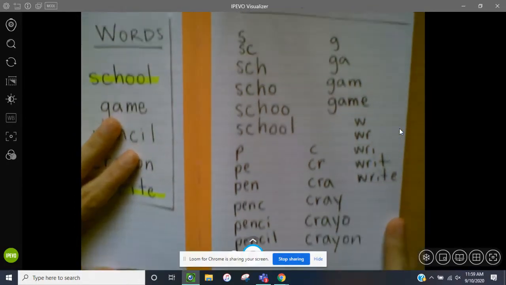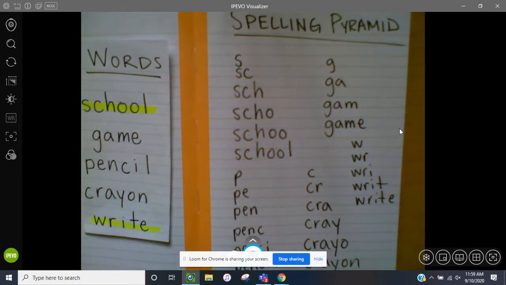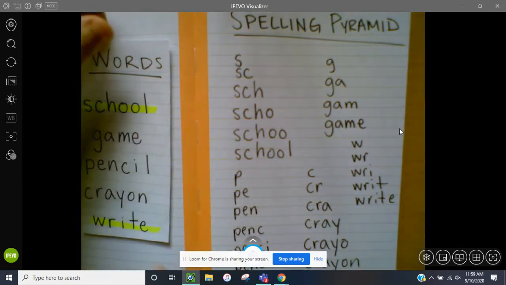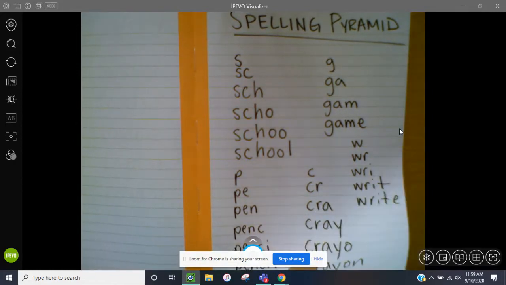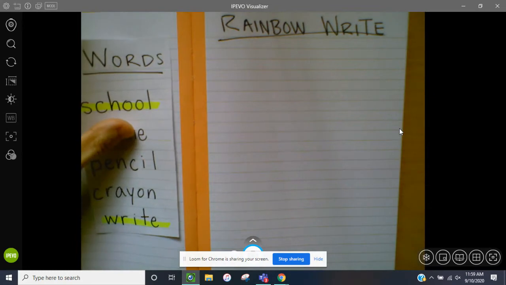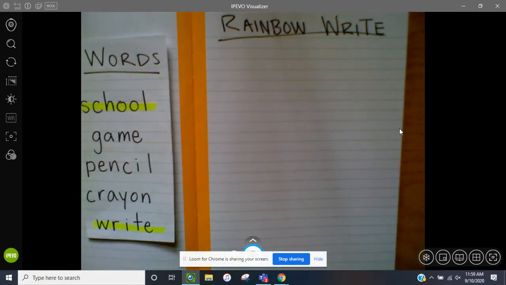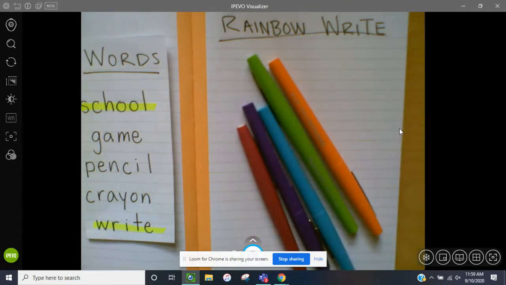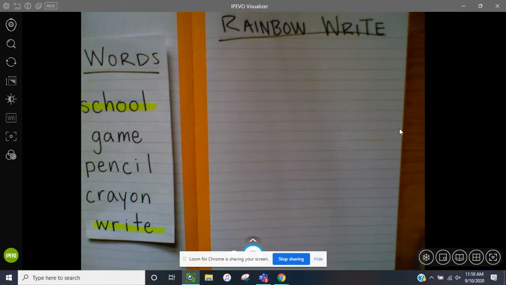So that is the second strategy to help you study your spelling words. The next strategy to help you study your spelling words is rainbow write. So you want to make sure that you have your word list, an assortment of colors and a piece of paper. When you rainbow write, you're going to write each word. However, each letter has to be a different color. Let me show you what I mean.